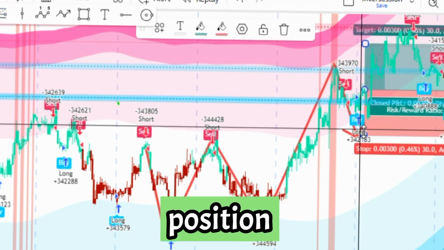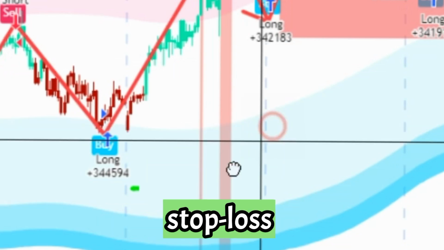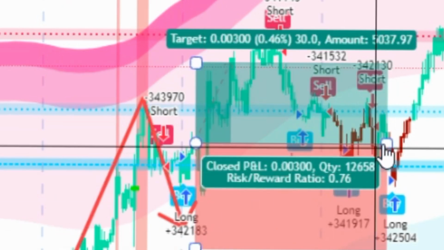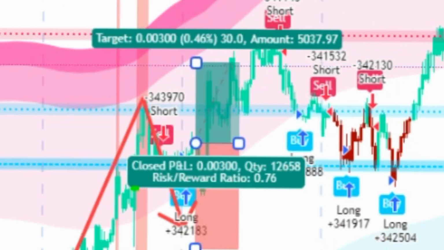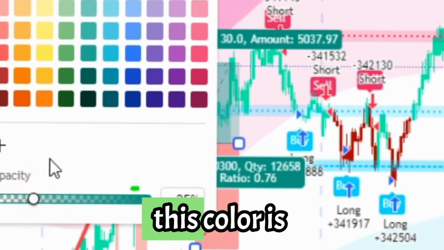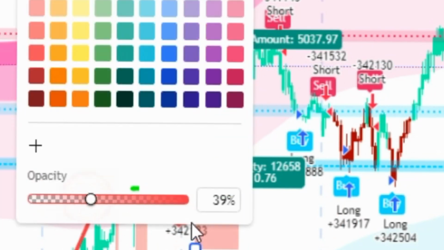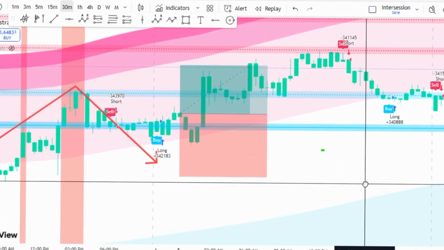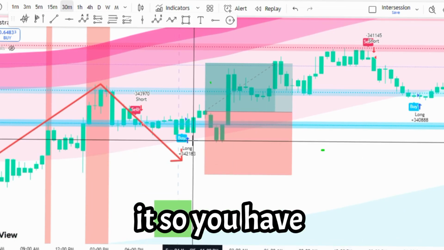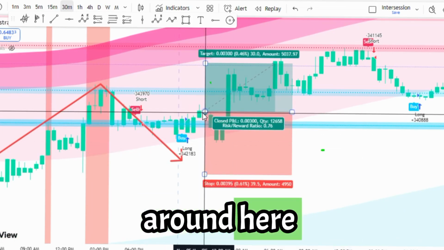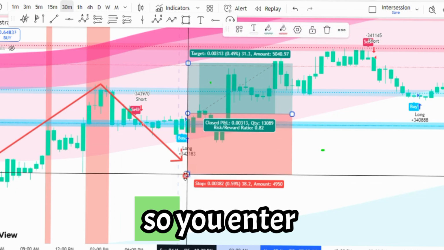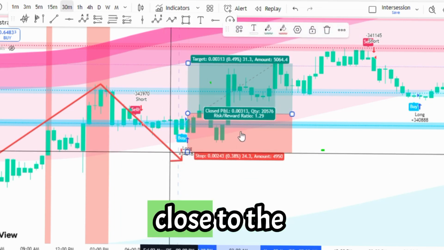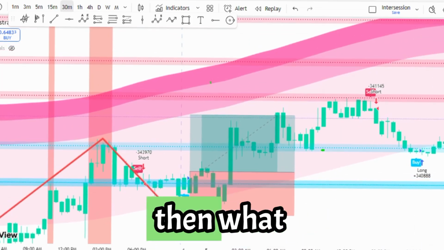Your long position around here, your stop loss below, and this is it. I think this color is just getting too bright. I need something like this. Okay, here it is. So you have a buy signal around here. So you enter here and your stop loss is very close to the downside.